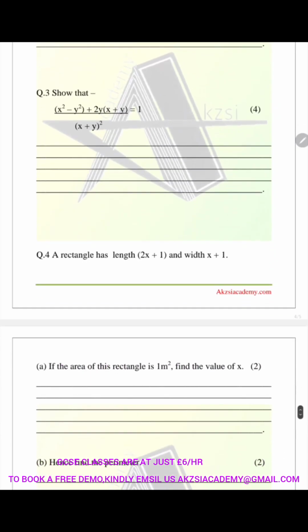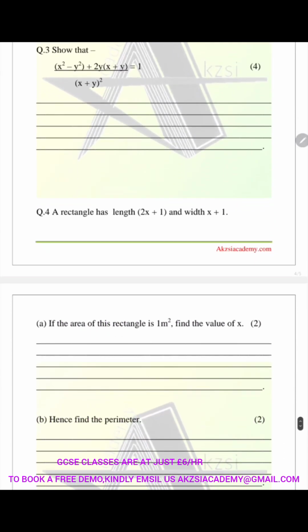For the next one, it says, show that this whole expression is equal to 1. It's not an equation, don't equate it. They're just asking that the left hand side should be equal to the right hand side, so you have to show that. That means taking only our left expression and trying to simplify it.